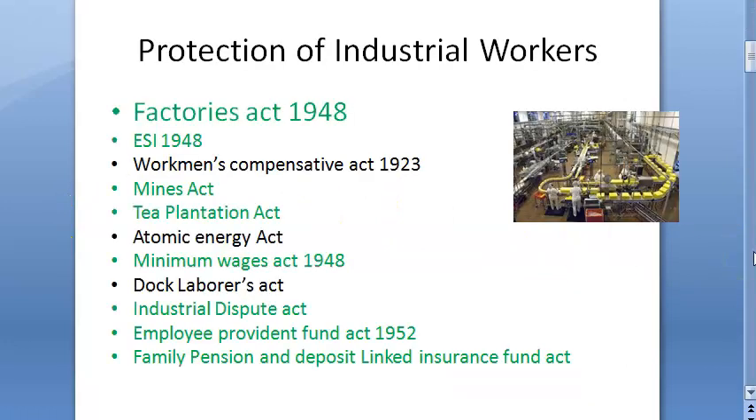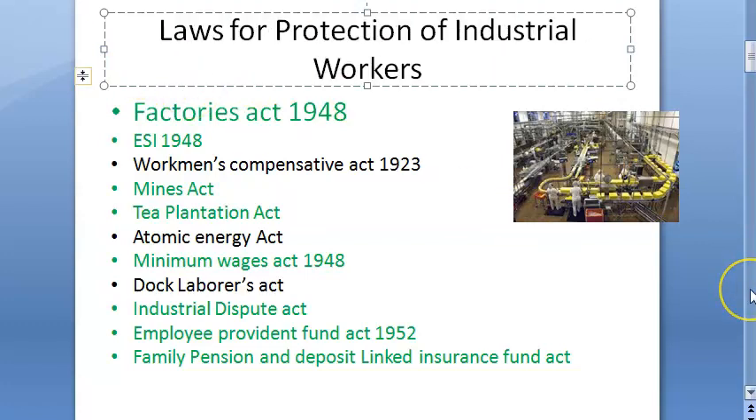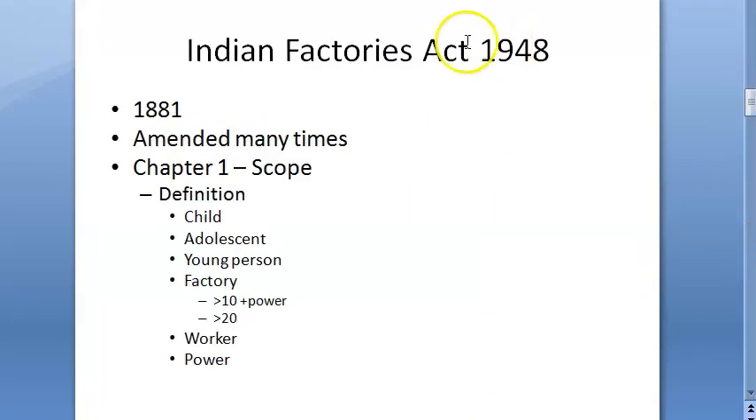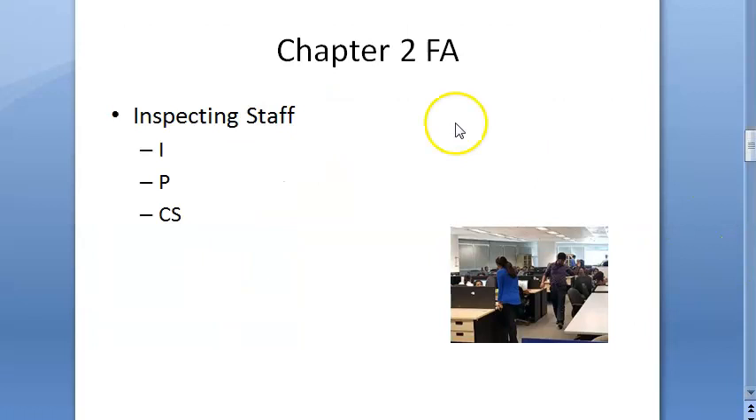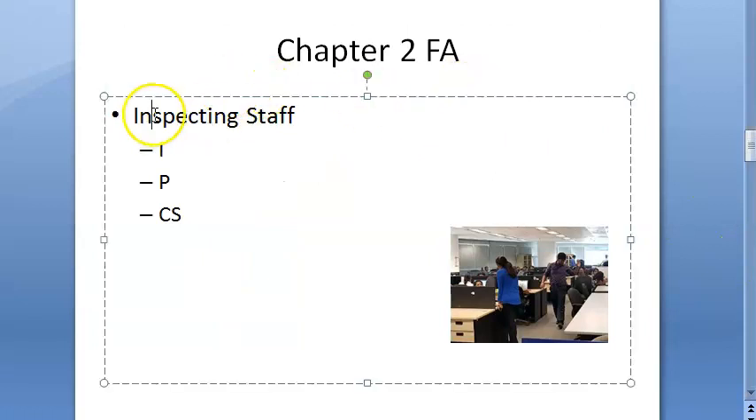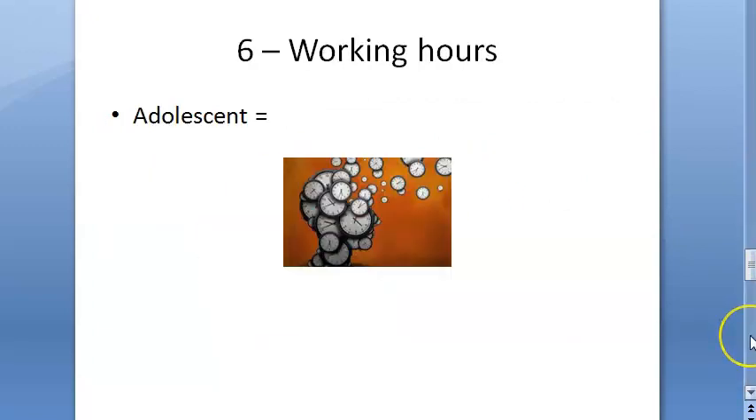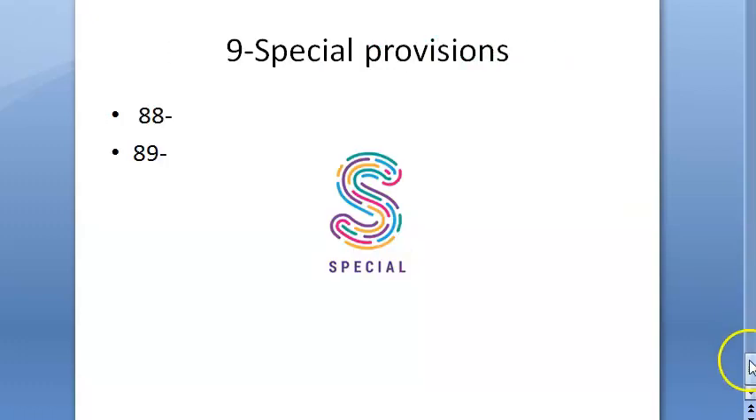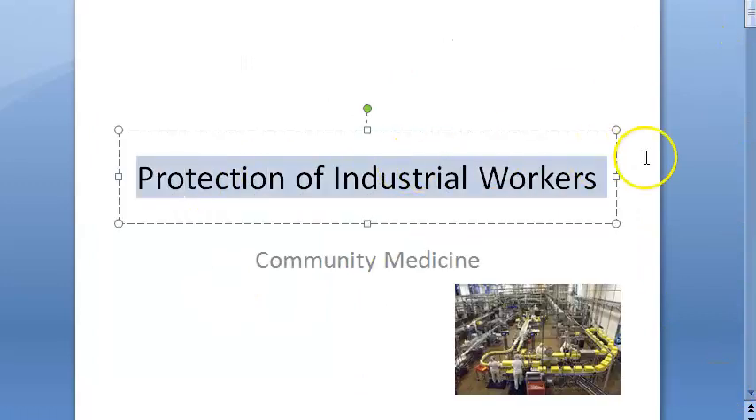So now let us look at the recap of this. We saw all the laws for protection of industrial workers. We saw so many laws. Then we looked specifically at the Factories Act 1948. We saw that the first chapter is about the scope and the definition. Then you have chapter 2 about the inspecting staff. Then we saw health, then safety, welfare measures, working hours, young people, annual leave with wages. Then we saw special provisions for death, injury, disease, etc. So we have completed this huge topic of protection of industrial workers.